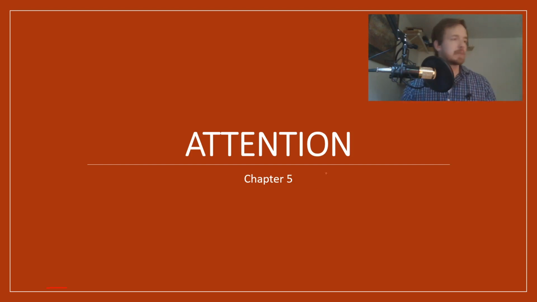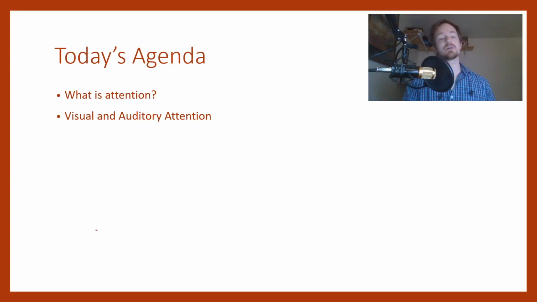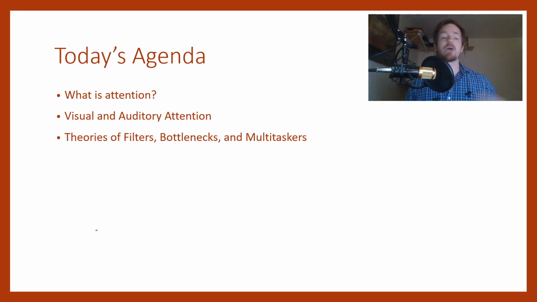Let's get into it. All right, so this chapter is all about attention, obviously. So we're going to be looking at a couple of big questions like what attention is, what are the specifics of visual and auditory attention, and we will be looking at different kinds of theories about how attention is filtered, what kinds of metaphors we can use to talk about attention, and then we'll also talk about things like what attention is like in the brain and whether or not we can multitask effectively.